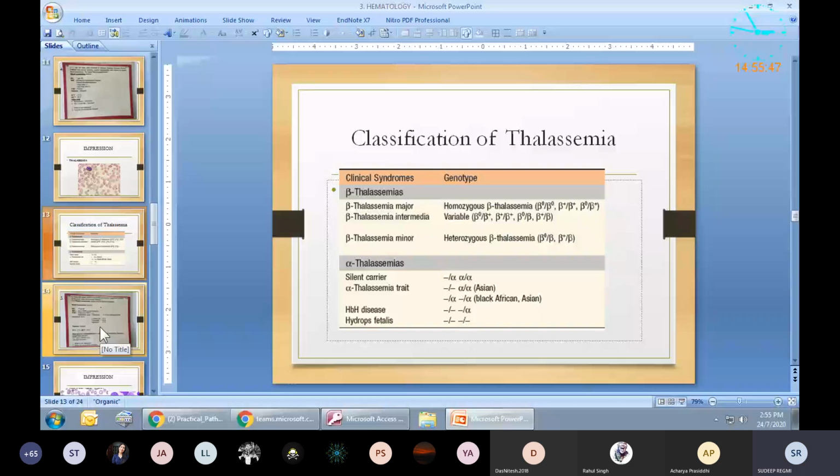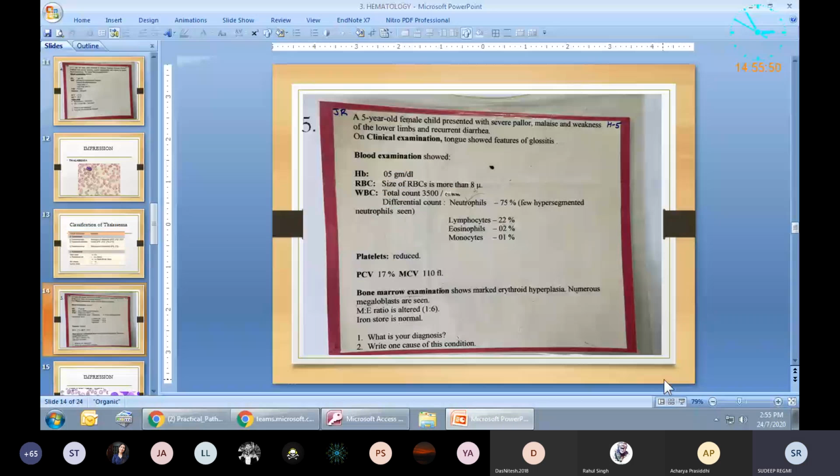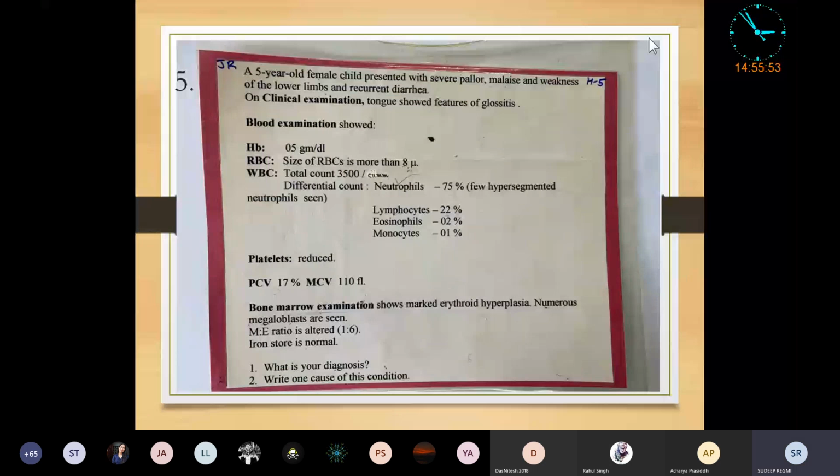Okay, we'll move to the 5th card, hematological card. A 5-year-old female child presents with severe pallor. Now you know what pallor means. Yes, it is related with anemia. Whenever there is anemia, there is pallor clinically. There will be malaise and weakness of the lower limbs, and recurrent diarrhea is there. On clinical examination, the tongue showed features of glossitis.